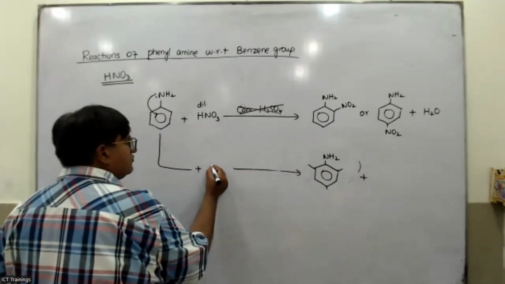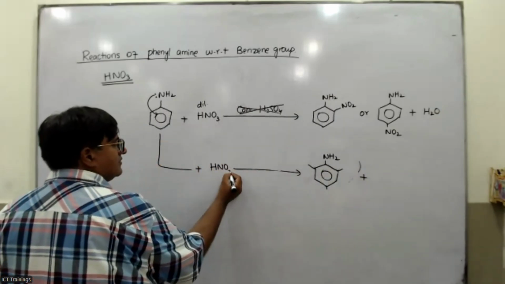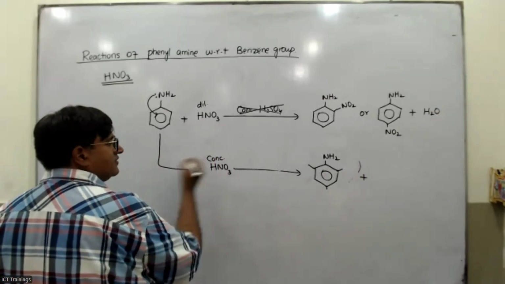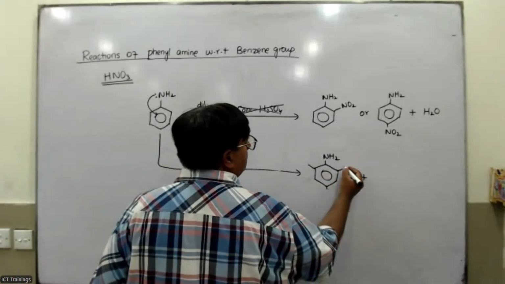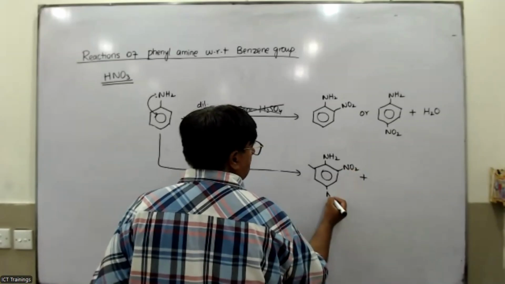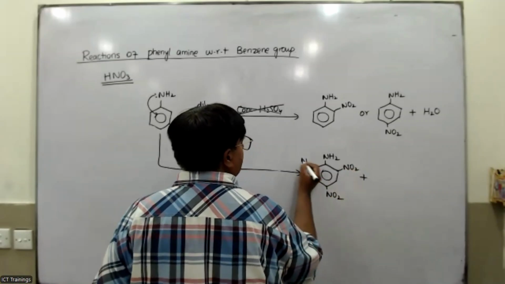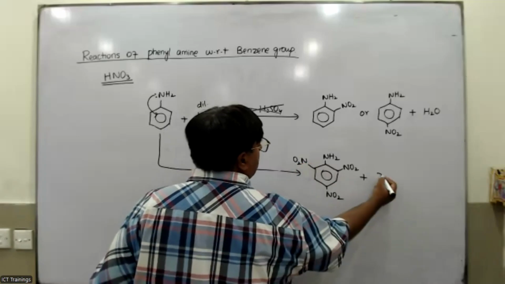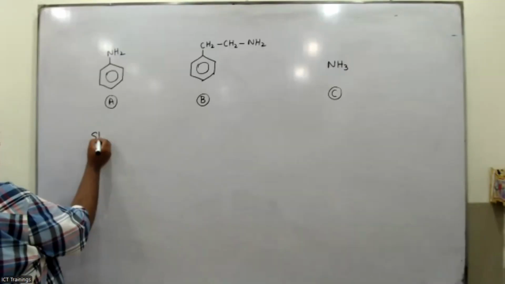But if you have concentrated nitric acid, the NO2 group would be attached on the 3 positions like that, on 3 positions with 3 water molecules.